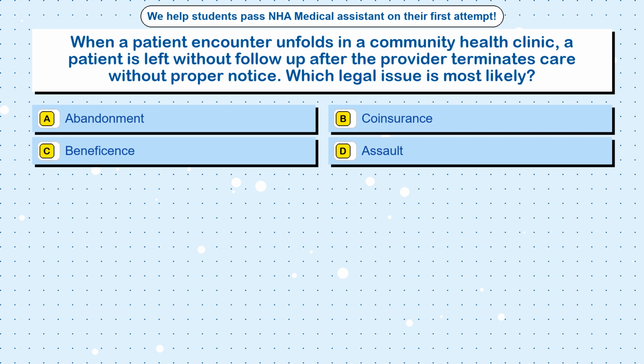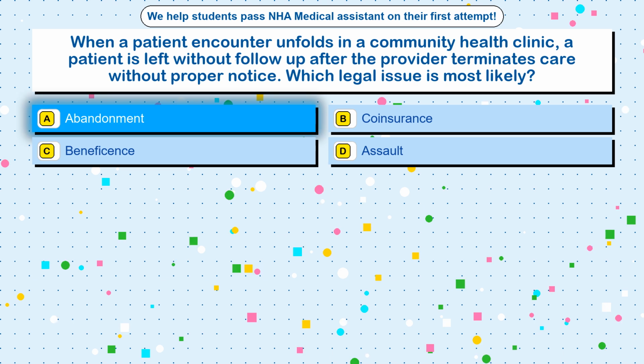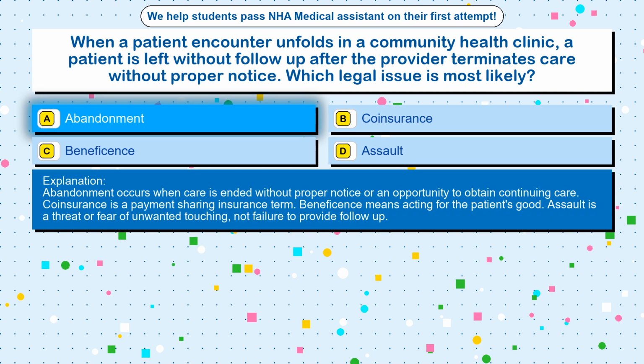Option C, beneficence. Option D, assault. The correct answer is option A, abandonment. Abandonment occurs when care is ended without proper notice or an opportunity to obtain continuing care.